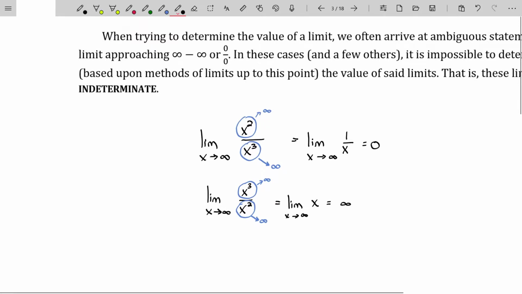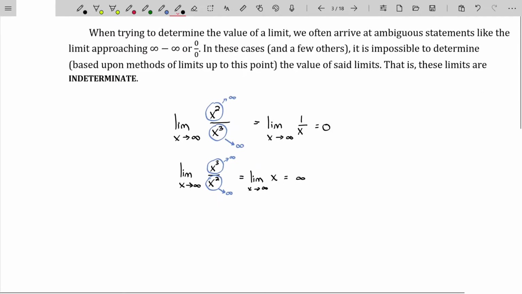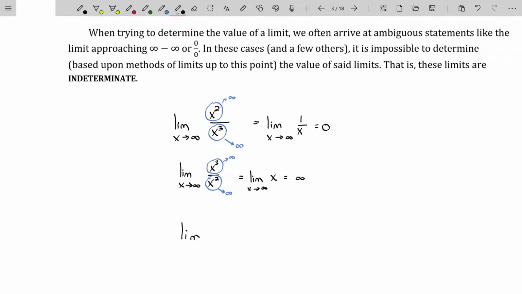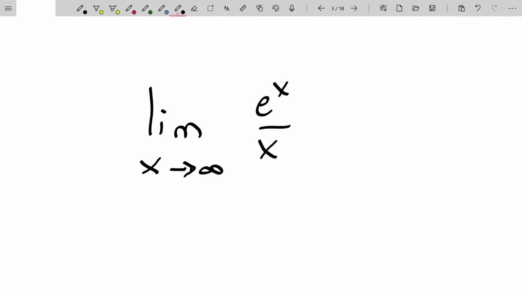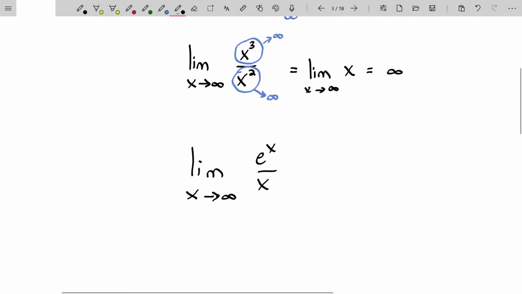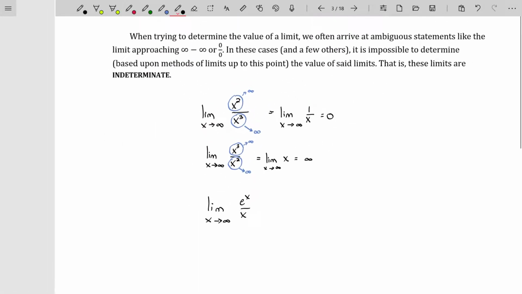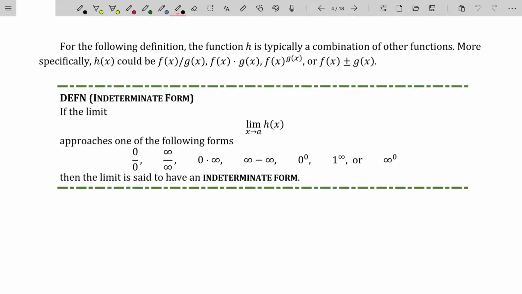But what if we can't do algebra? What if it's something like the limit as x goes to infinity of e to the x over x? There's no algebraic simplification that I can make there. So what do I do in that case? And that is, by the way, infinity over infinity. Well, before answering that question, we're going to spend a few moments just defining what the indeterminate forms are rigorously.